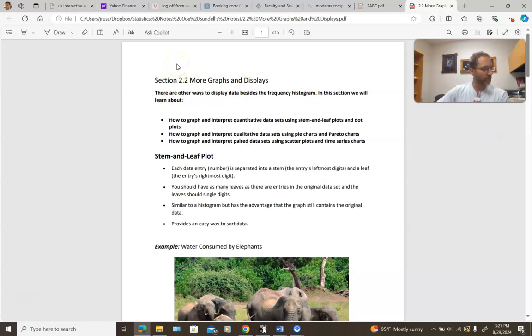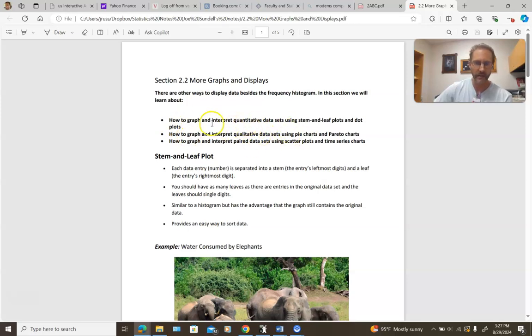We're going to cover 2.2, and this is basically some more graphical ways in which we can display data. Last class in 2.1 we mainly focused on the histogram, but we did also look at some other graphs as well, so we're going to extend that today. You can see the objectives are right here.